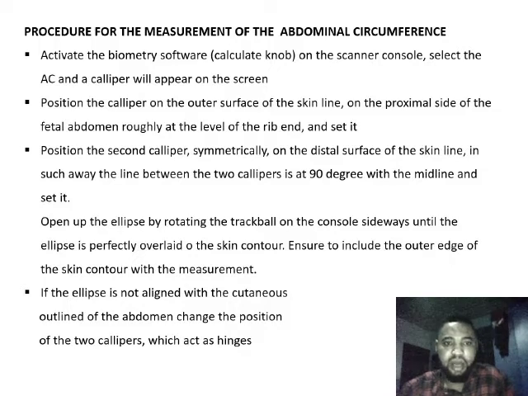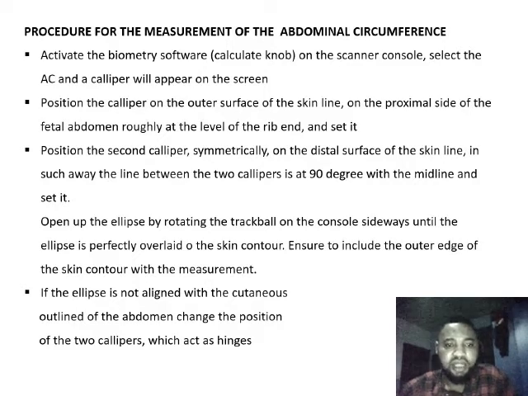Position the caliper on the outer surface of the skin line on the proximal side of the fetal abdomen, roughly at the level of the ribs end, and set it. Position the second caliper symmetrically on the distal surface of the skin line in such a way that the line between the two calipers is at 90 degrees with the midline, and set it.